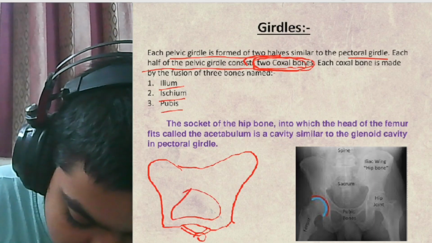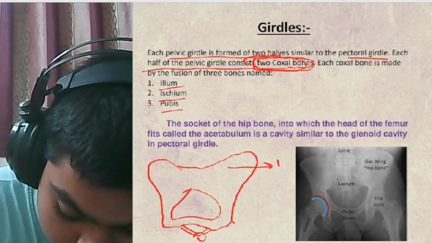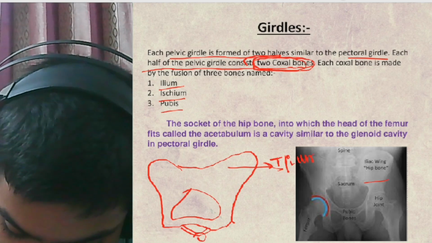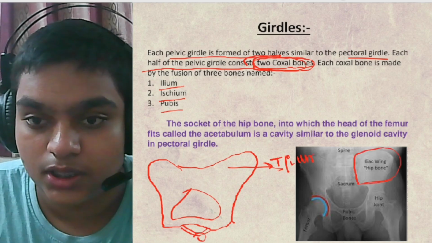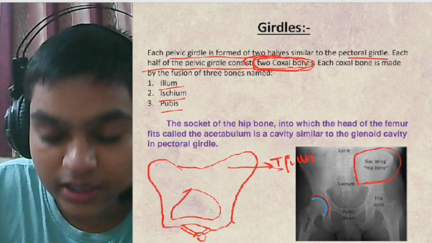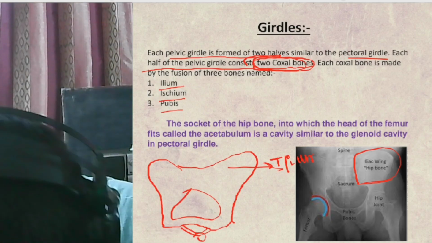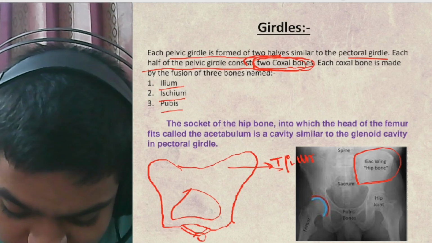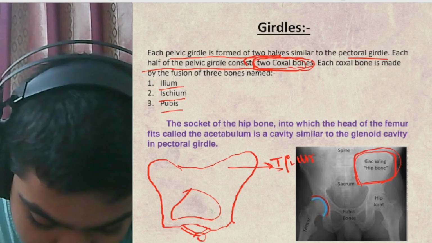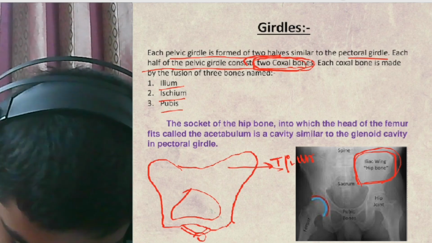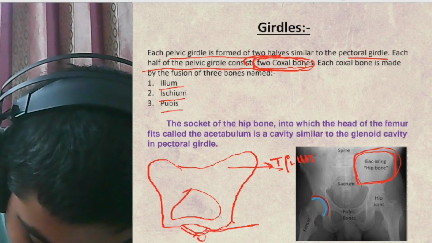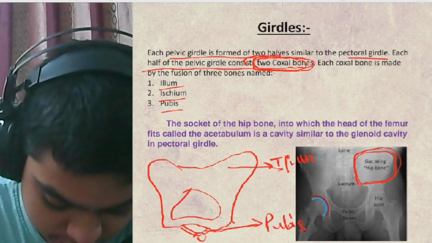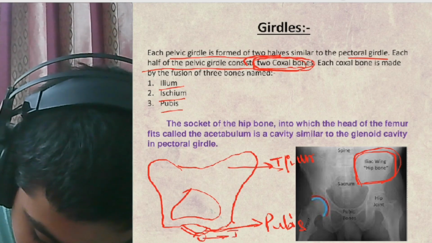See, this one is your ilium. In the X-ray also you can see this one is your ilium. It is the hip bone. This one is your ilium. This down one is your pubis. This is your pubis, present in the pubis region. This one is your ischium.